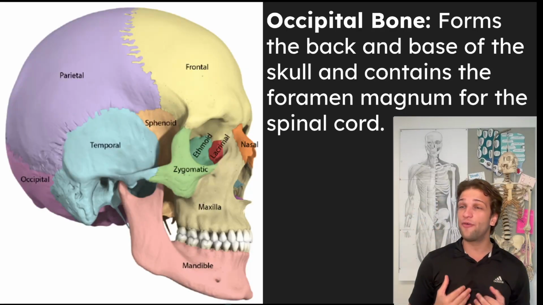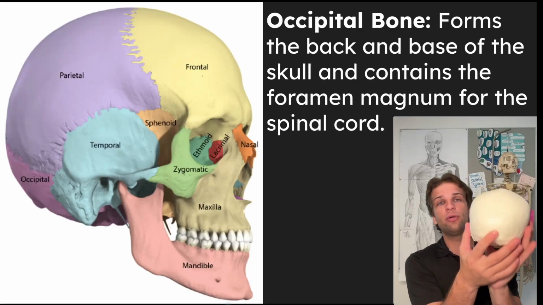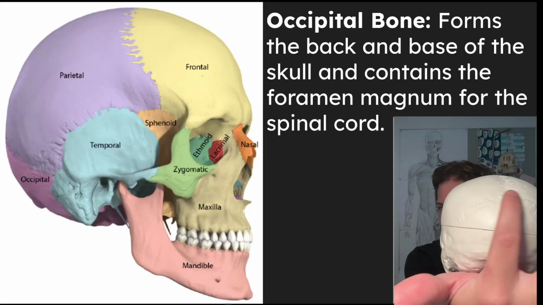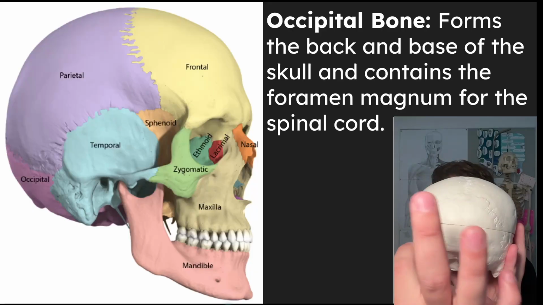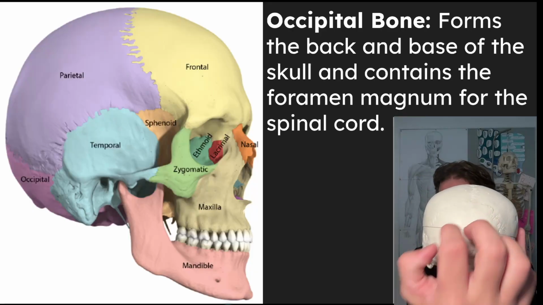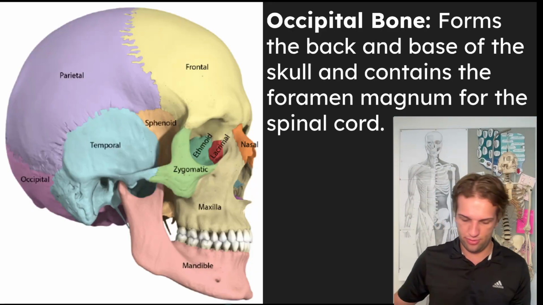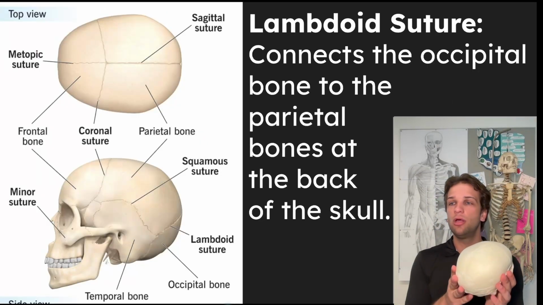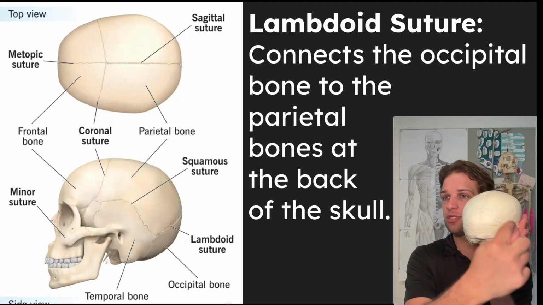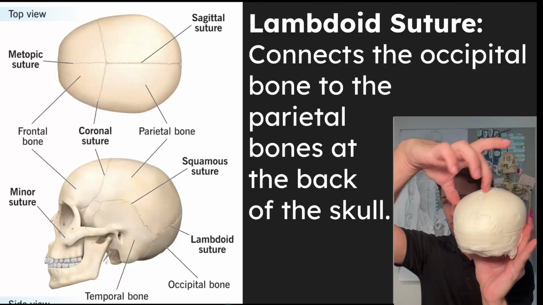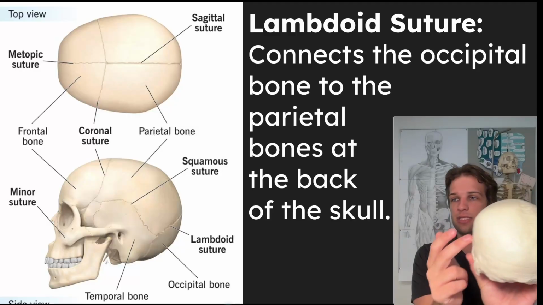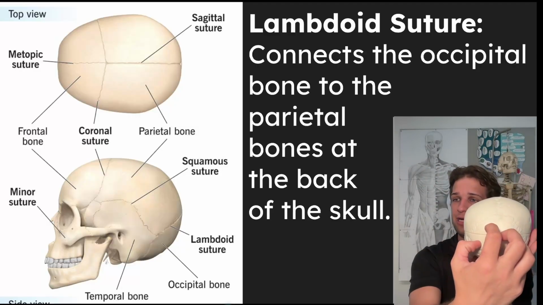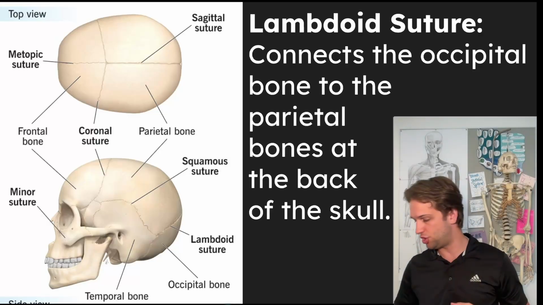Now, lastly, we have our occipital bone. Occipital bone is the one attached to the back of the skull. See how there's this suture right here that kind of rings over, and then we have this bone on the back, and that is the occipital bone. It is connected to the other bones of the skull by the lambdoid suture. And so that connects the parietal bones, these bones at the top, to the occipital back here by the lambdoid suture.